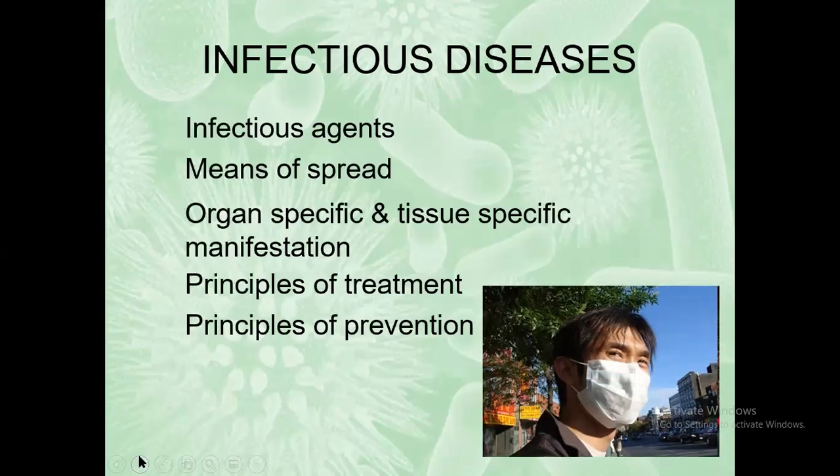Now, infectious disease. Different types of agents are responsible for spreading infectious diseases. Some different means of spread are also there, like water and air. Some types of diseases are organ specific, as well as some types of diseases are tissue specific. Principal treatments: after the detection of the disease, the type of treatment required to cure the disease is known as principal treatment.